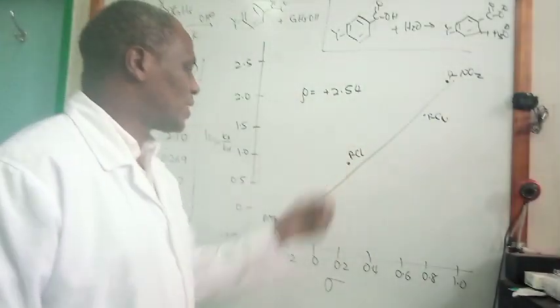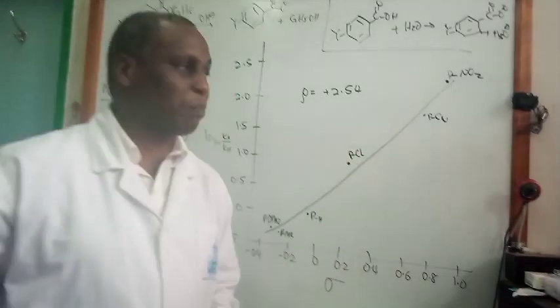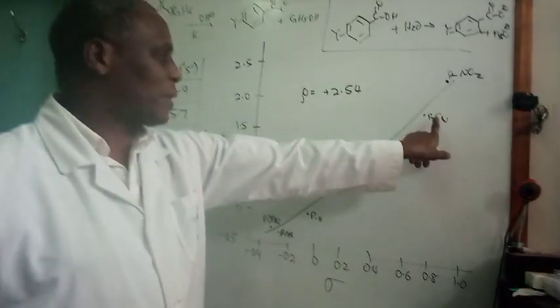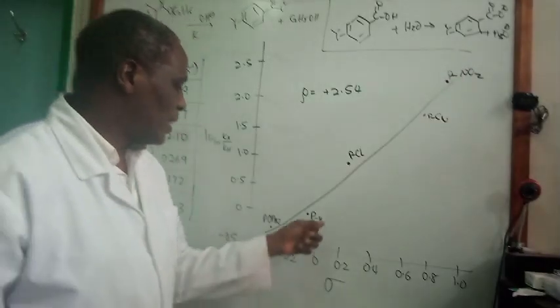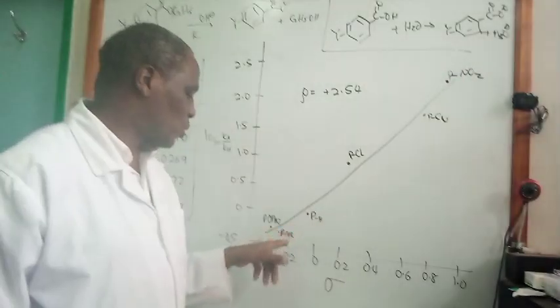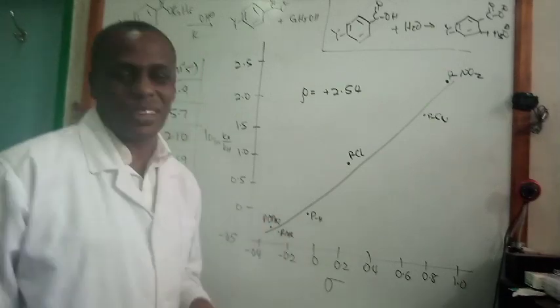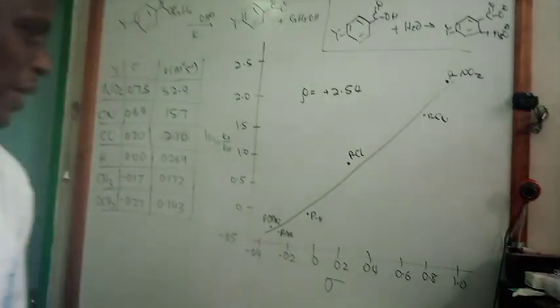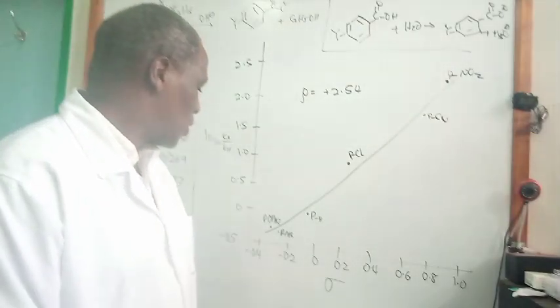Yeah? So this tells you that you've got the chloride group attached at the para position. You've got the cyanide group attached at the para position. You've got the nitro group attached at the para position. Here it is unsubstituted. Here you've got the methyl group attached to the para position. Here you've got the methoxy group attached to the para position. Okay. All right.